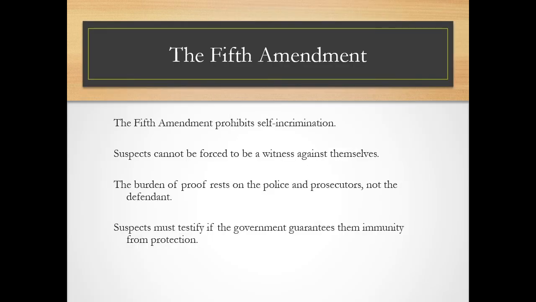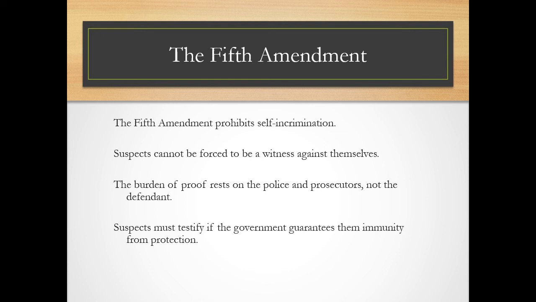The Fifth Amendment prohibits self-incrimination. Suspects cannot be forced to be a witness against themselves. The burden of proof always rests on the police and prosecutors, not on the defendants. This is the rule of law. Subjects must testify if the government, however, guarantees them immunity from prosecution.